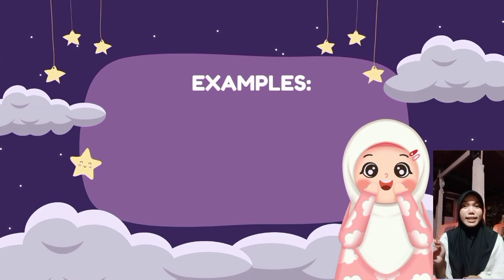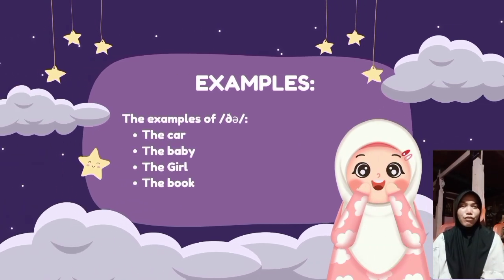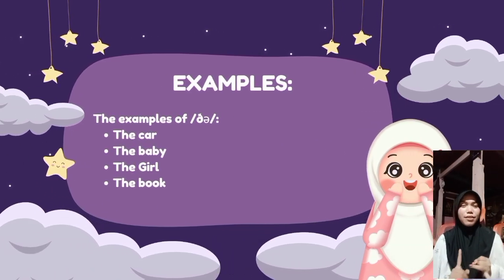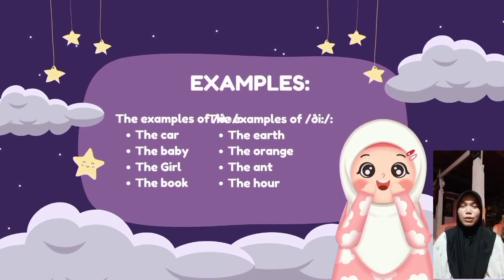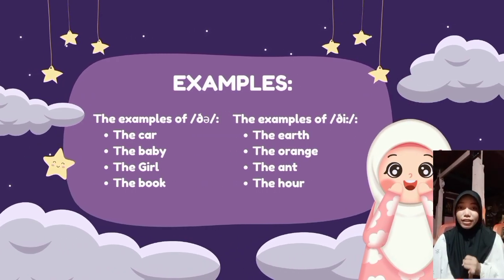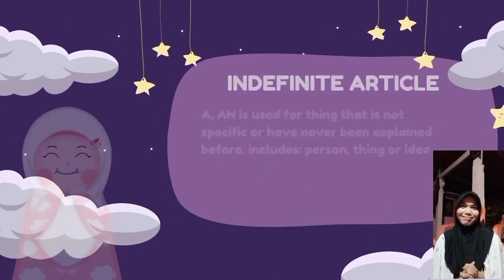So let's see the examples. The examples of the car, the baby, the girl, the book. And let's see the examples of the earth, the orange, the ant, and the hour. Even though actually the first letter in hour is H, a consonant, we pronounce it with an A, or vowel sound.